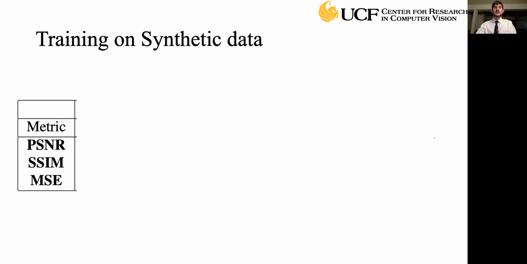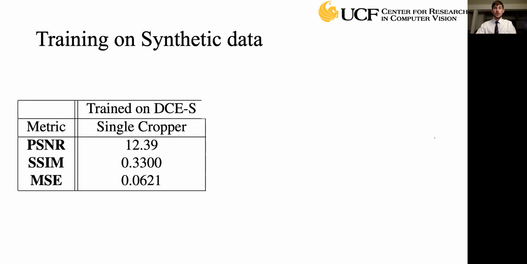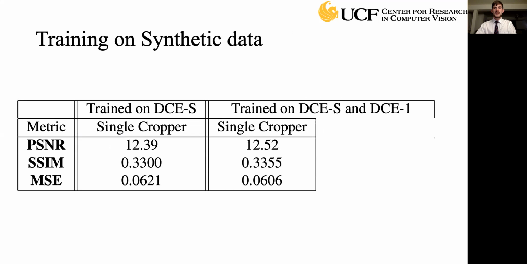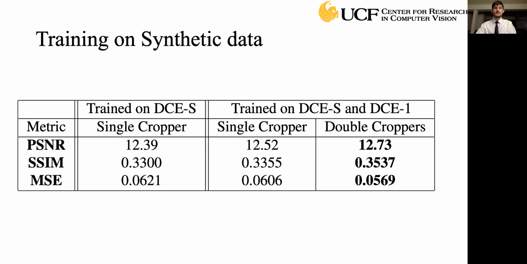Next, we tried training our models on the synthetic dataset DCES and testing them on DCE2. We find that a single cropper trained solely on the synthetic dataset can perform well, but by training on a combination of synthetic and real data, we're able to get better performance, especially with double croppers, stacked in series.